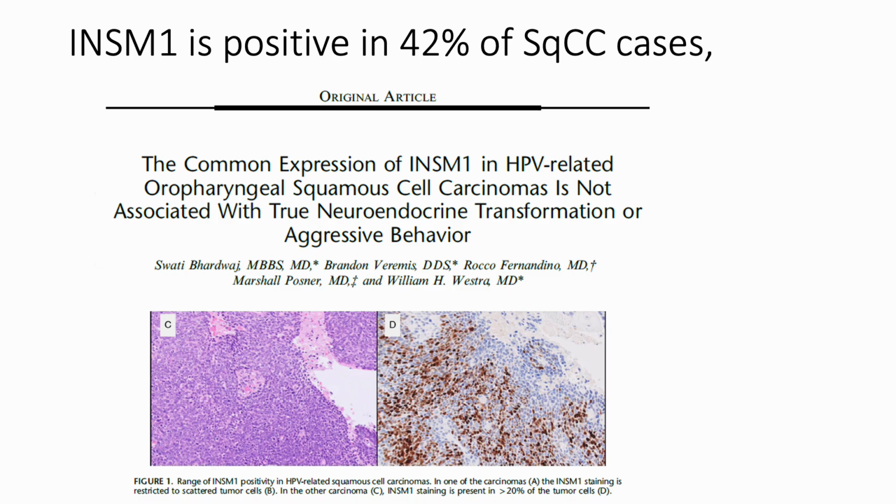Additionally, INSM1 can show strong, diffuse nuclear positivity in a subset of squamous cell carcinomas, as demonstrated in this case. The H&E image reveals a typical basaloid squamous cell carcinoma, and immunostaining for P40 is diffusely positive, confirming squamous differentiation. However, INSM1 is also strongly positive in approximately 20 to 30% of tumor cells. It is important to emphasize that INSM1 positive staining alone does not indicate true neuroendocrine differentiation or transformation.